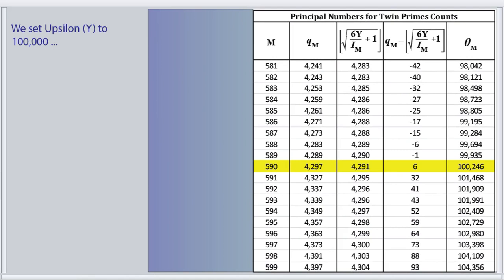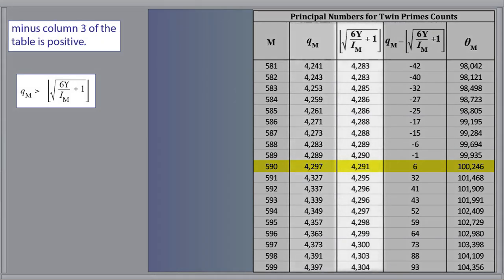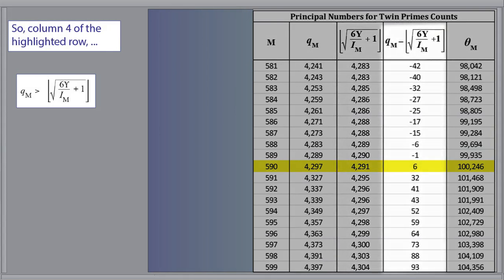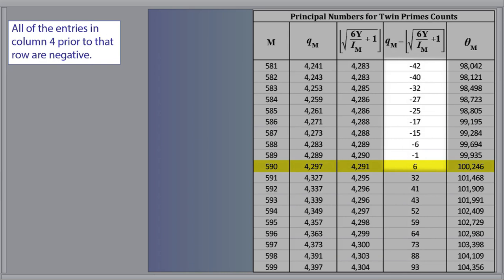We set epsilon to 100,000 and then search for the correct value of capital M in accordance with Theorem 4a. We locate the first capital M at which Q sub capital M meets the condition specified in the theorem, which is as follows. This means the first value for which column 2 of the table minus column 3 of the table is positive. So column 4 of the highlighted row, which is the row for capital M equals 590, has positive 6. All of the entries in column 4 prior to that row are negative.